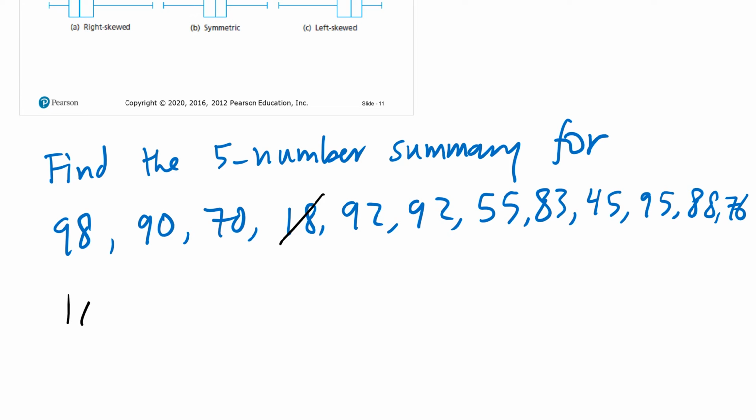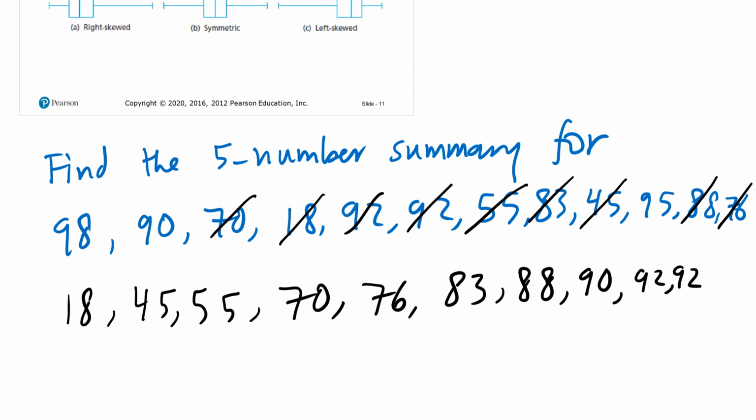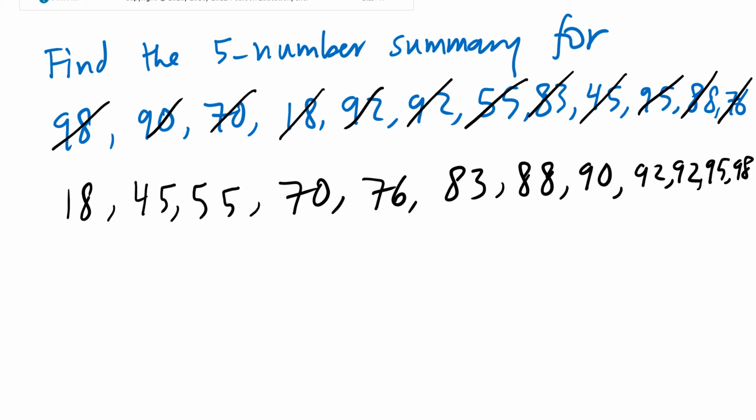So I see the lowest value is 18, then 45, then 70. No, actually we have 55. We missed the 55. Then 70, then 76, 83, 88, 90, 92 two times, then 95, and the last one, 98. We arrange them.